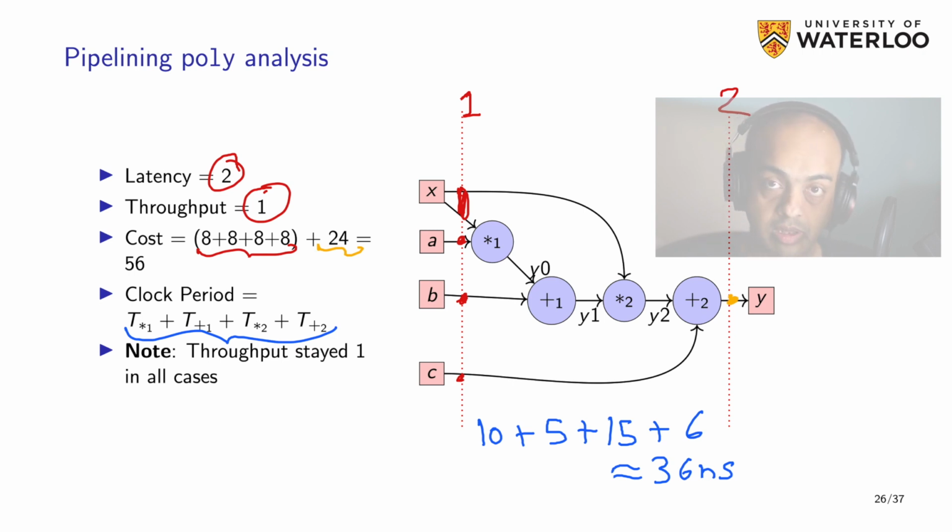Now, one thing to note is that throughput did not change. Throughput is still 1. You're still able to do one item every cycle. Sometimes that can be tricky if I partially pipeline some signals. So there'll be a tutorial example that covers this case where throughput is not 1 and you have to be able to detect when that happens.